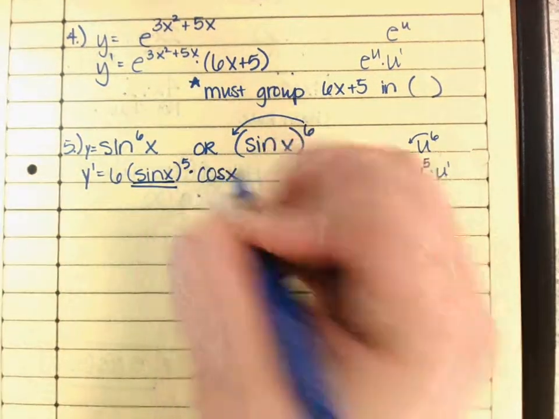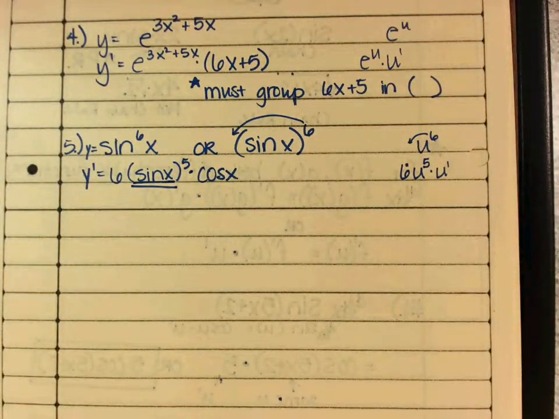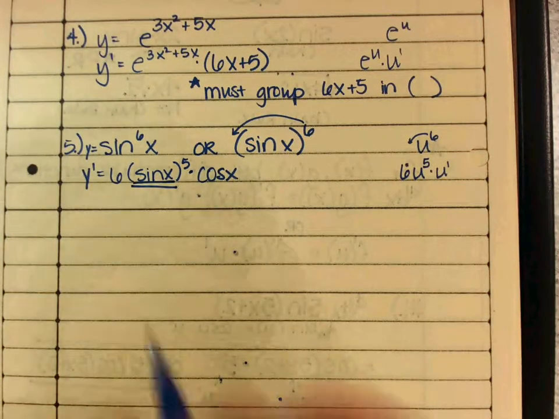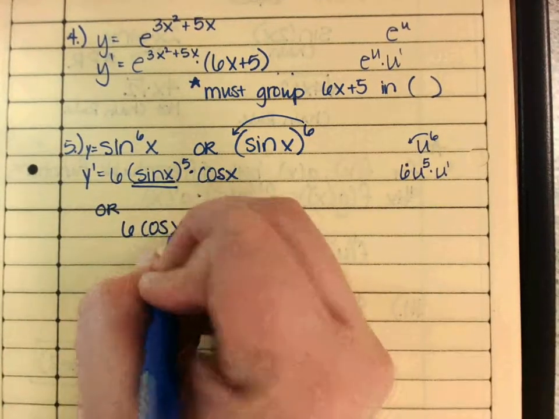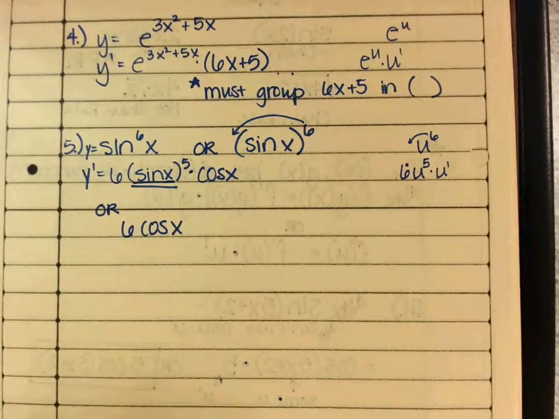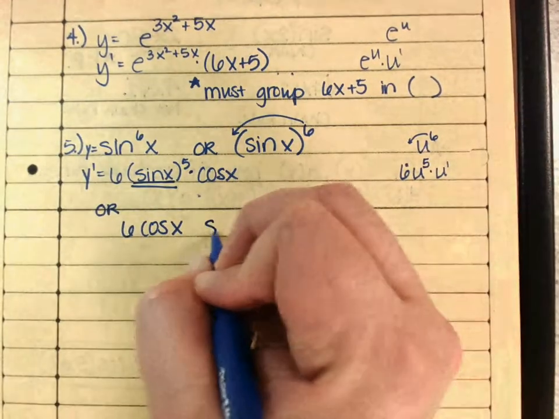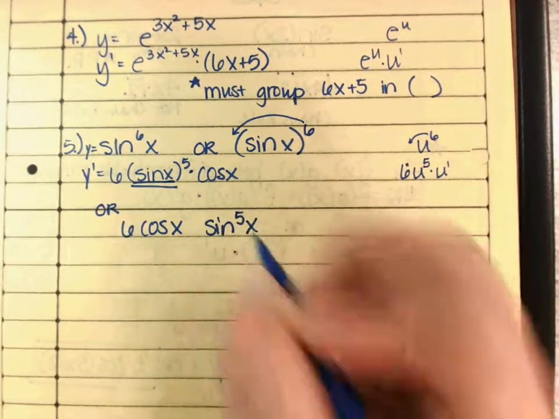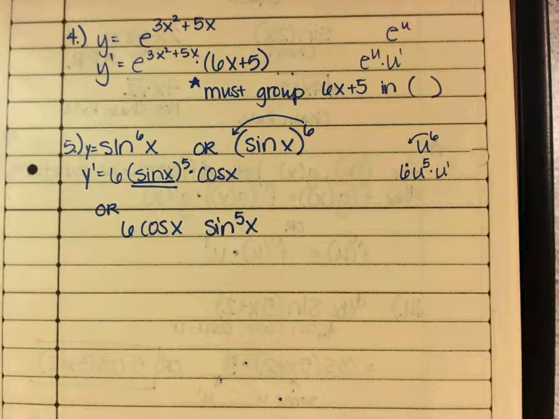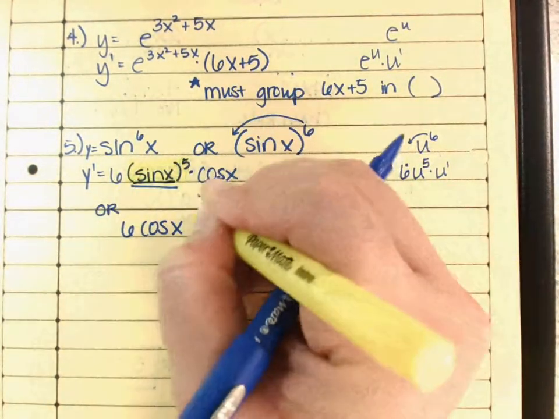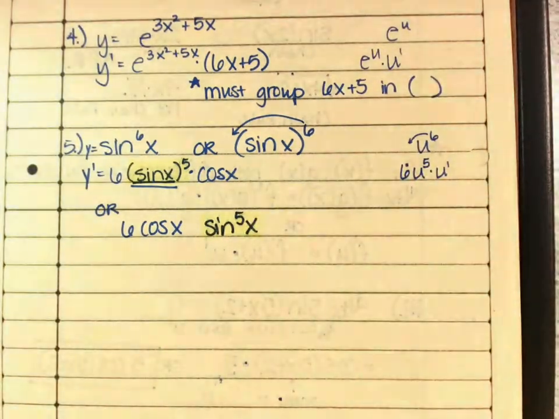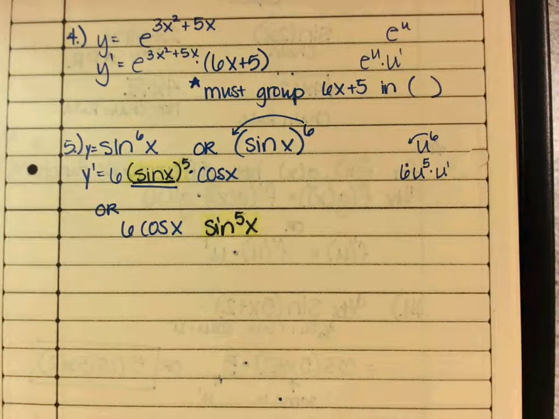Cosine x. Now, again, they're not going to leave it like that on the AP test. So I'm going to rewrite it for you. They'd put 6 cosine x first. And then when they get to the sine, they'd pop that 5 back in right there. These are the same, though. Okay, this and this are exactly the same thing. Okay, the only difference is where you write the exponent.